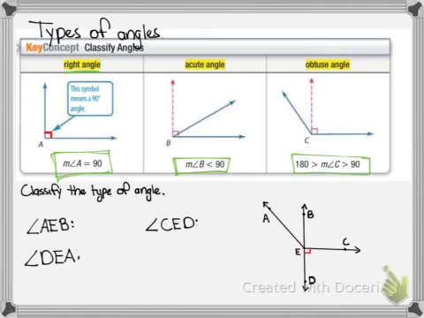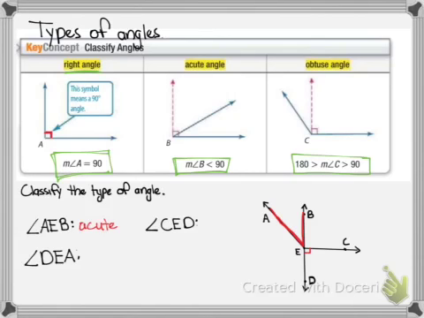We're going to go ahead and look at this bottom picture. We're going to classify these three angles. Let's look at AEB. We don't know their exact measures. I really just want you to classify it as right, obtuse, or acute. So you can see that this is definitely less than 90 degrees. Therefore, it is an acute angle.